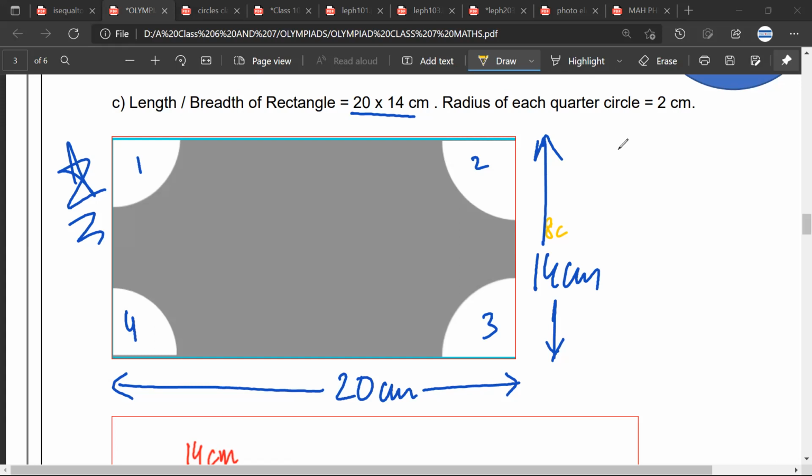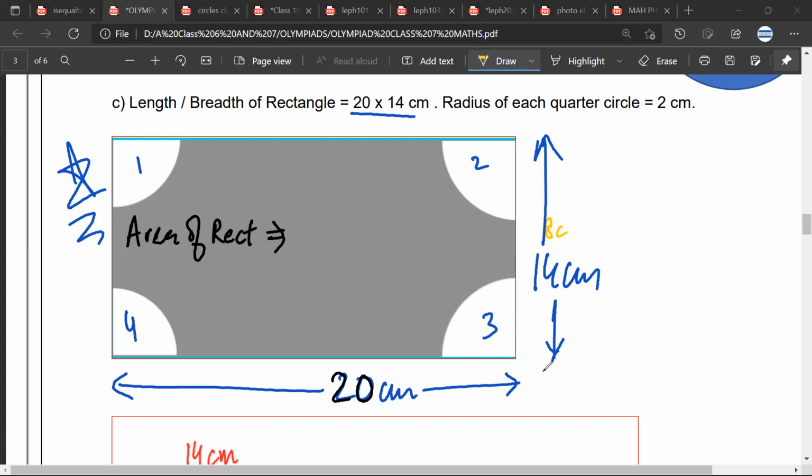Mr. Satya, have you understood? No, sir. Which part you haven't understood? So the radius. Okay. What will be the area of rectangle? L into B. What is L? L is 14 and B is 20.